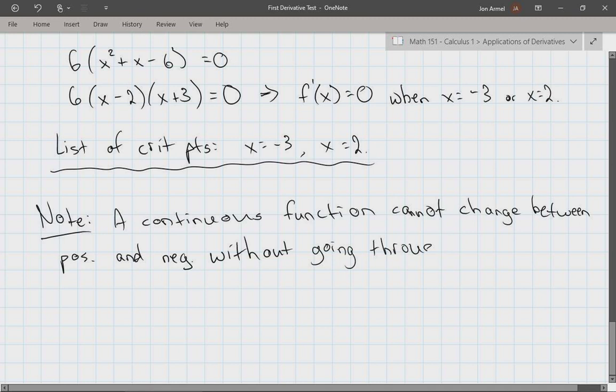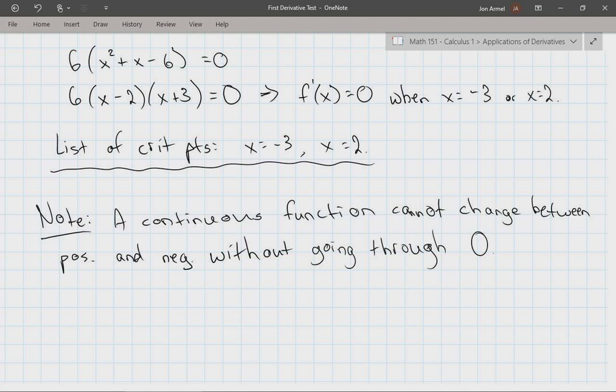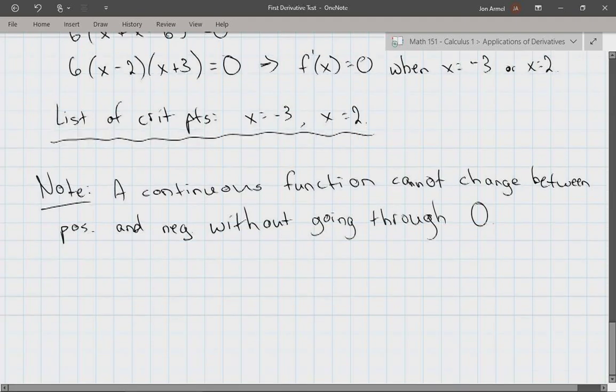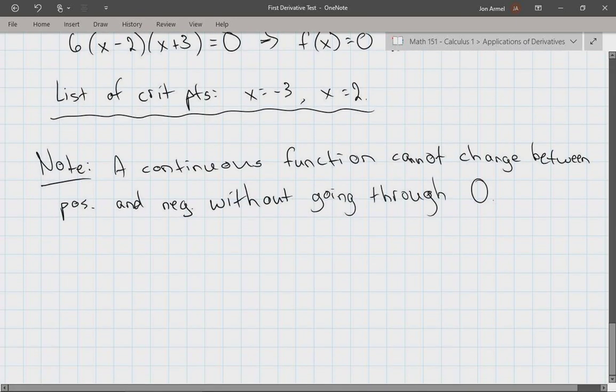That is the result of a theorem that we don't get to prove or really even investigate in detail in this class, but it's called the intermediate value theorem. If a function goes from like -1 to +1, it has to take all the values between -1 and +1, and that includes 0. So we can't change sign unless going through 0, and we know that x equals -3 and x equals 2 are the only places where the function equals 0.